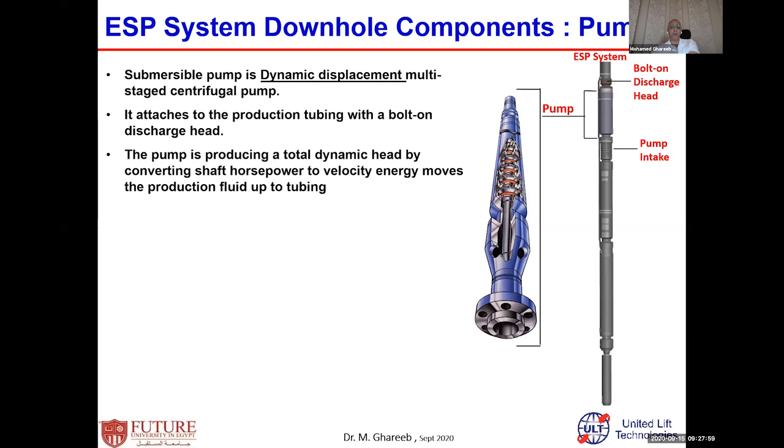The pump is producing a total dynamic head. How is the pump producing a total dynamic head? Inside the pump, there is a shaft. The shaft is rotating, converting the shaft horsepower to velocity energy. This velocity energy is transferred to the fluid, and the fluid is moved outside and then up inside the pump. So it converts the horsepower to fluid velocity, which moves the production fluid up to the tubing.